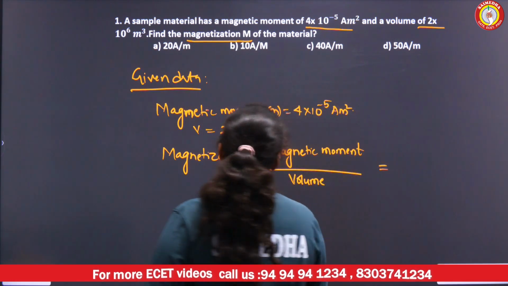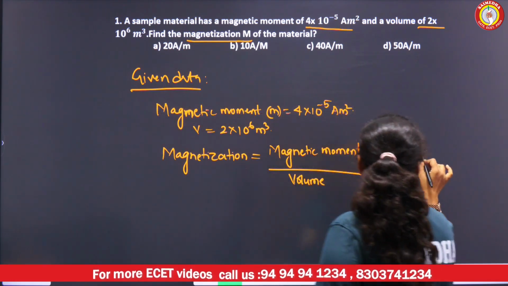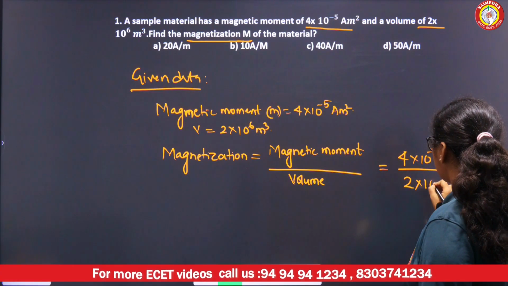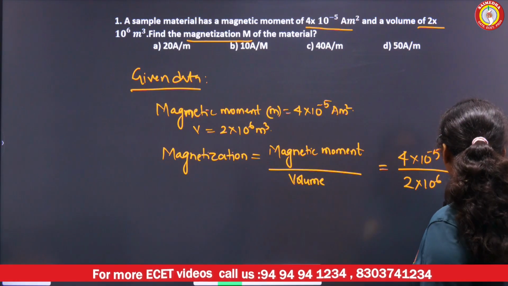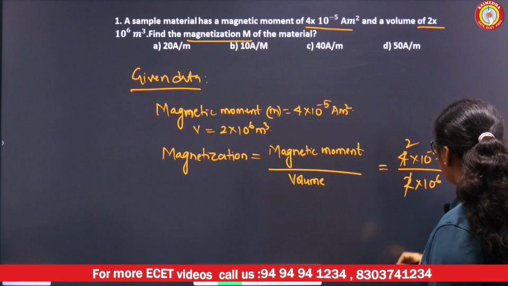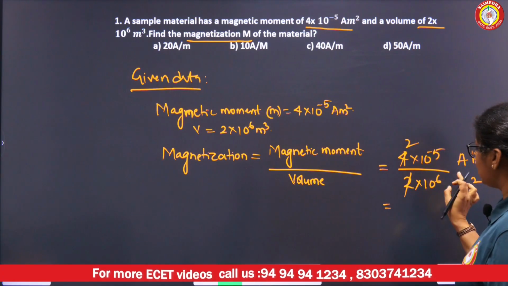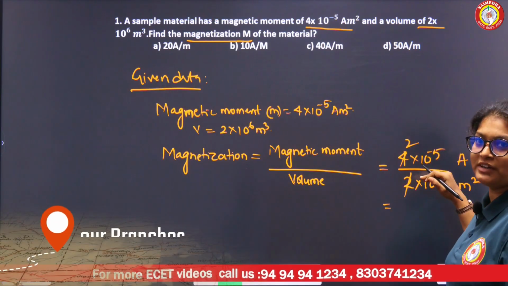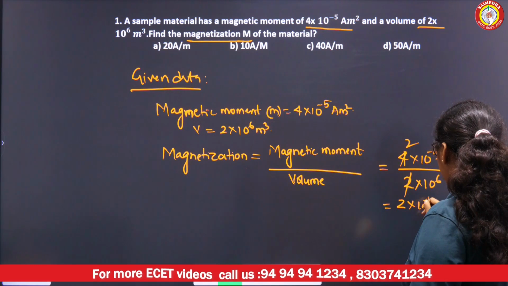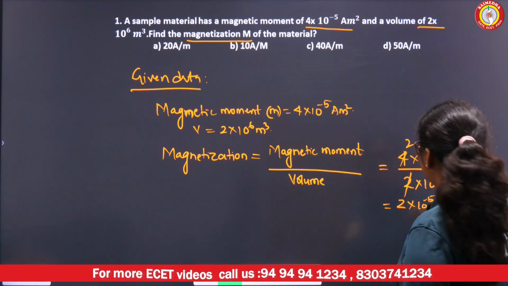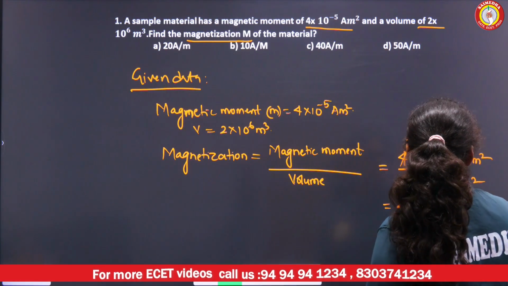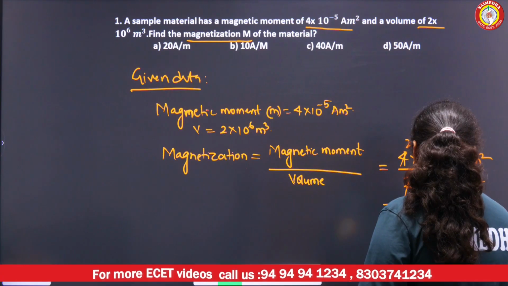So what is the magnetic moment? 4 into 10 power minus 5 by 2 into 10 power 6. This is ampere meter square and this is meter cube. Now what I do is, I'll take this 10 power 6 from the denominator to the numerator. So 10 power minus 5 into 10 power minus 6. Finally, you will get 20 ampere per meter.